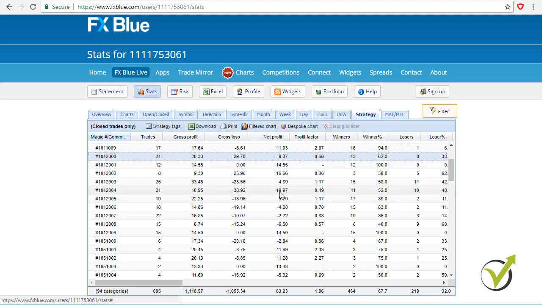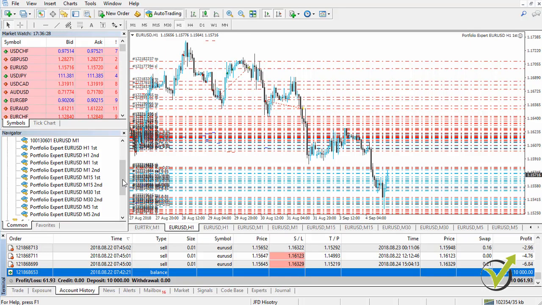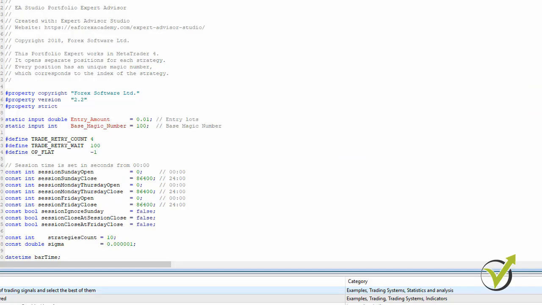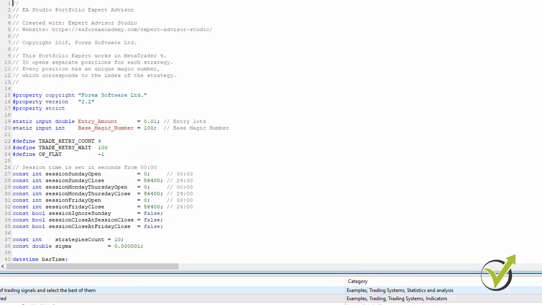You can see they made the biggest loss on this portfolio expert advisor and I want to remove them. So how can I do that? I will go to the expert advisors, and this is the second expert advisor from the M1 chart. I right click and go to modify, and here is the code for the strategy.